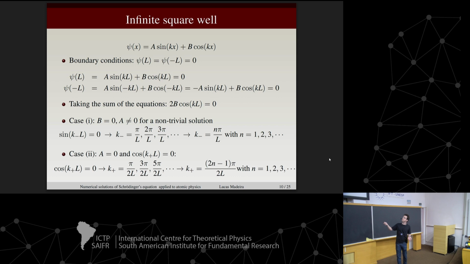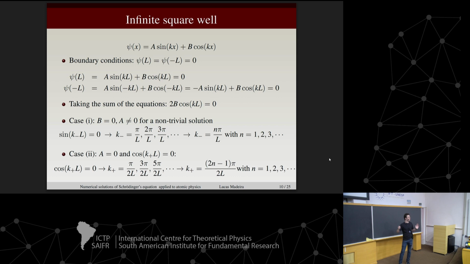But what condition do I get? I get that sine of KL must be equal to zero. And I'm going to write this K with this minus subscript here, because I already know the answer is going to be convenient to divide things like this. So sine of KL equals zero, so K minus must be pi over L, 2 pi over L, 3 pi over L, and so forth, has to be n pi over L with n integer, okay?